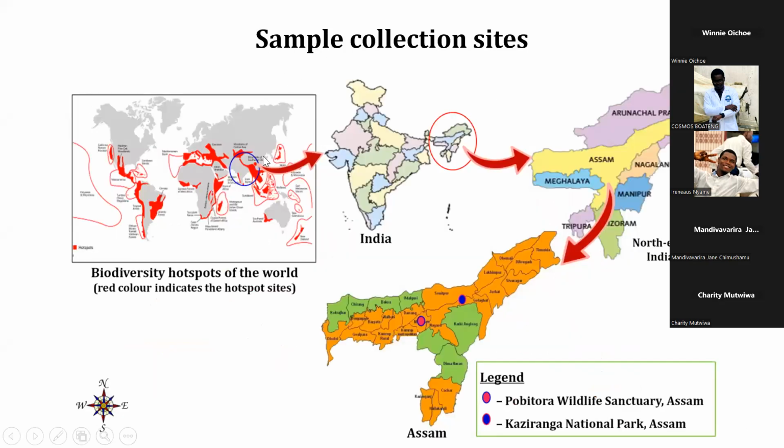So this is the Indo-Burma mega biodiversity hotspot. And this is the map of India. The Indo-Burma mega biodiversity hotspot is here, and it also includes Burma, Myanmar, and China.